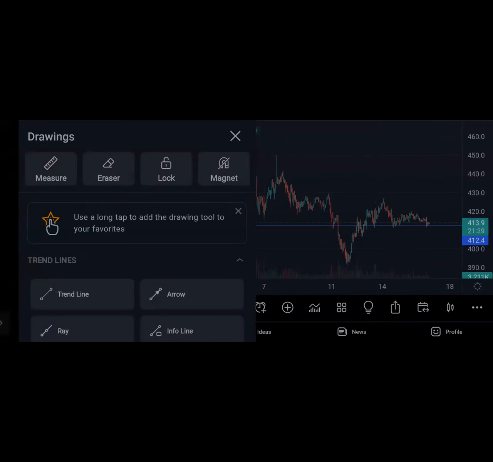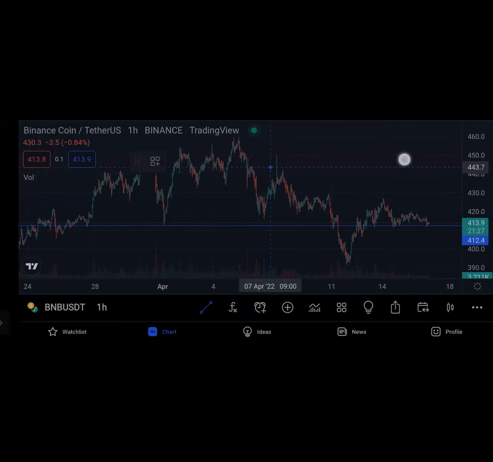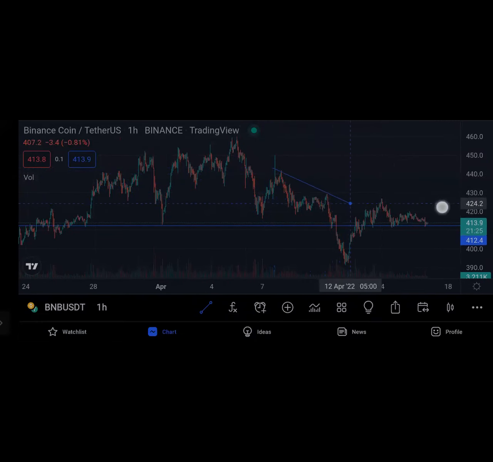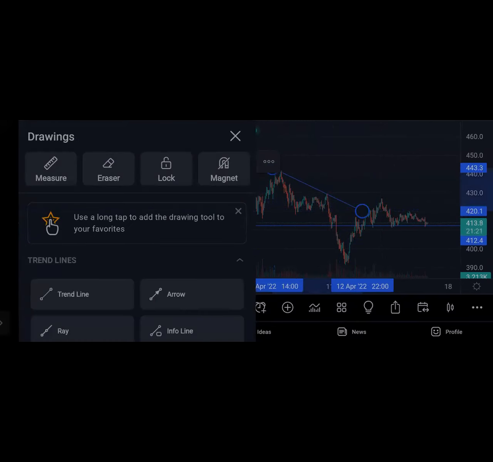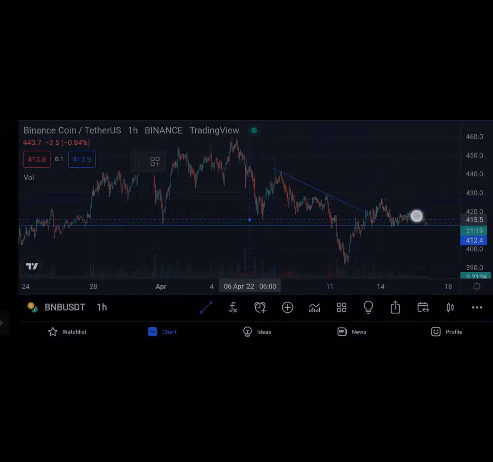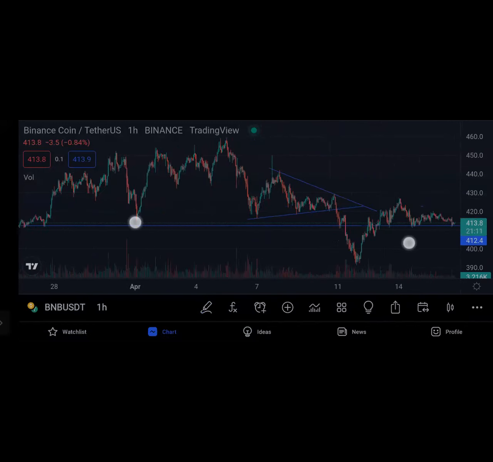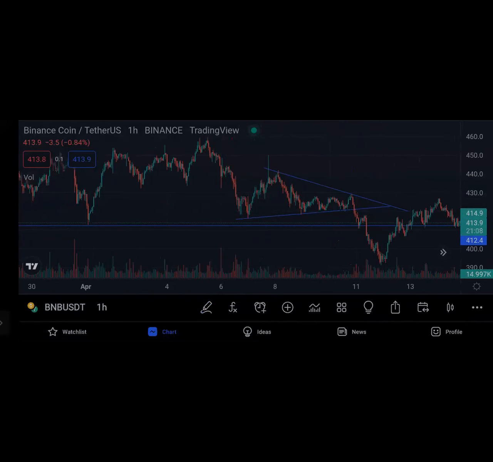Let me see if I found one. Let's see if I found one. Perfect. What do you see here? A bearish what? Symmetrical triangle.